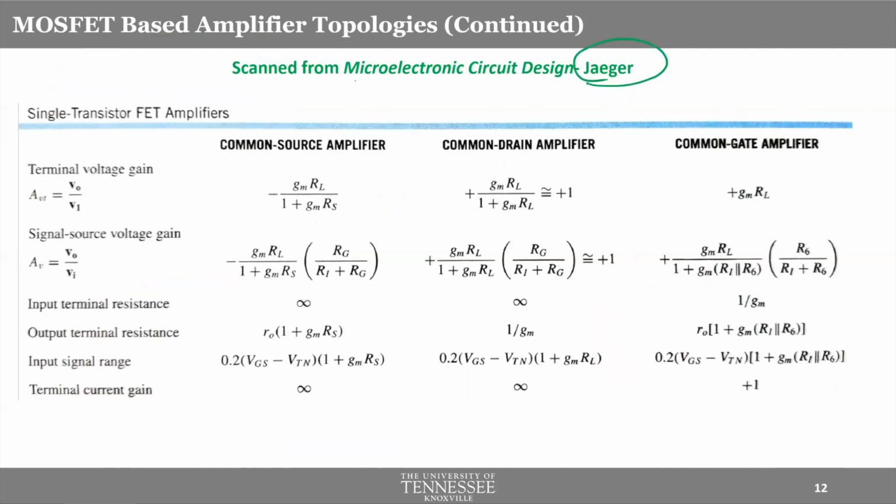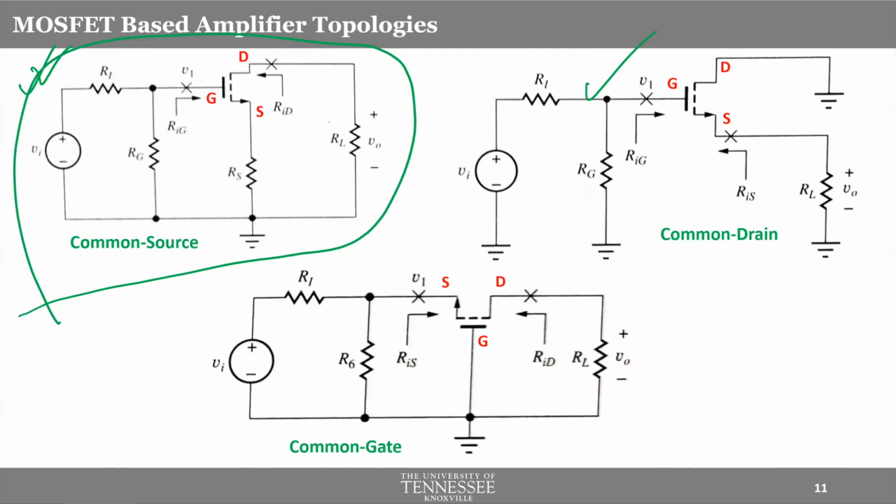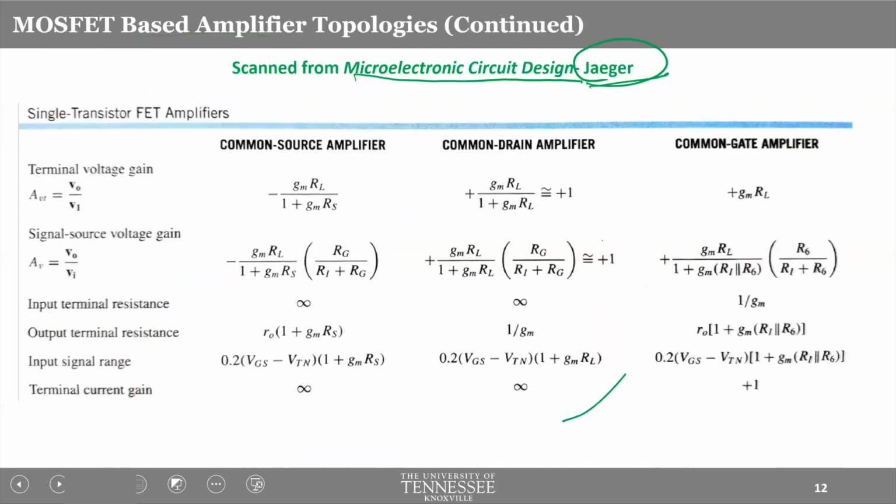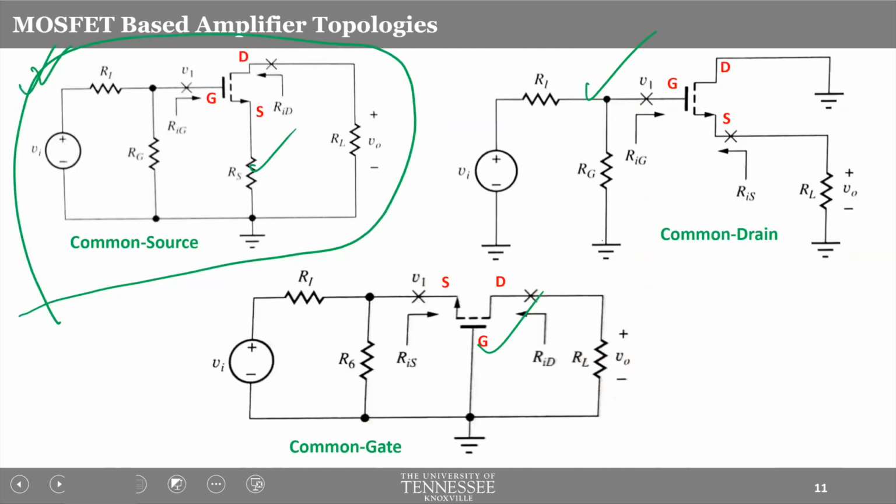Now, in the circuit textbooks, for example, the next slide will show you, there is a popular textbook that we often use, Microelectronic Circuit Design by Jaeger and Blaylock. And by the way, these figures are scanned. This one and the previous slide, these figures are scanned from that textbook. I just added this gate, drain, source part. Apart from that, everything else is from that textbook.